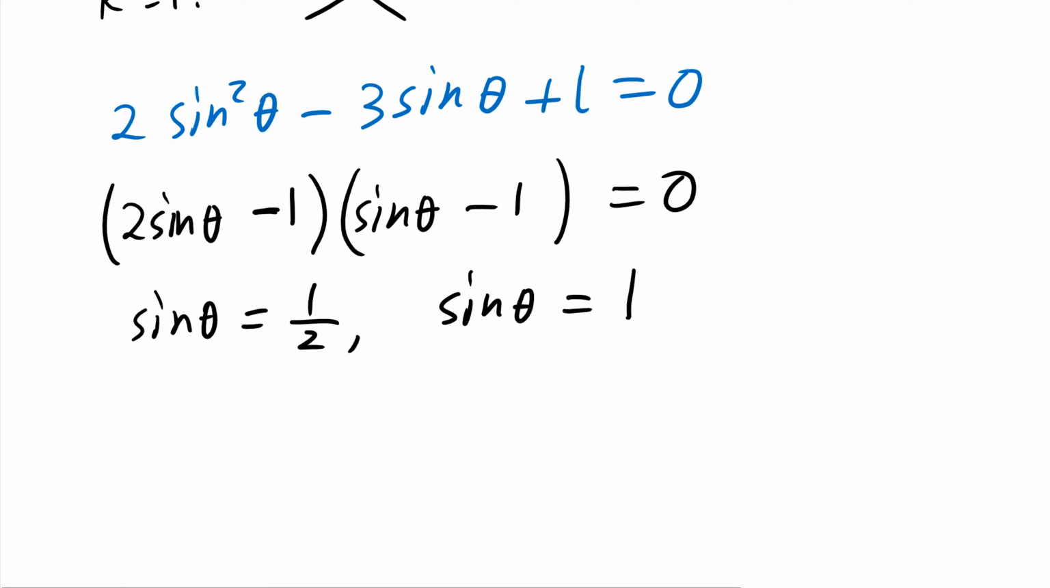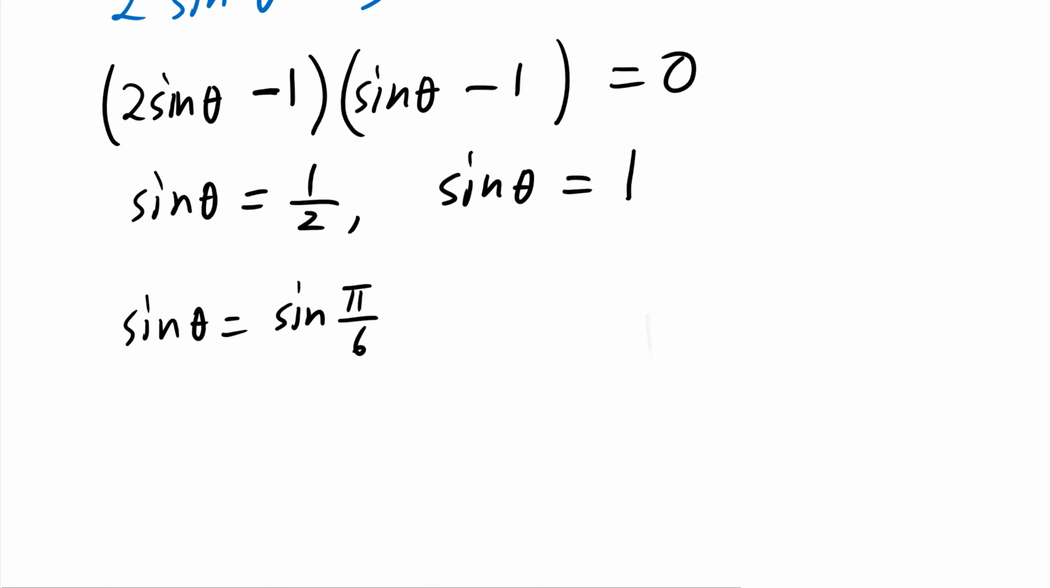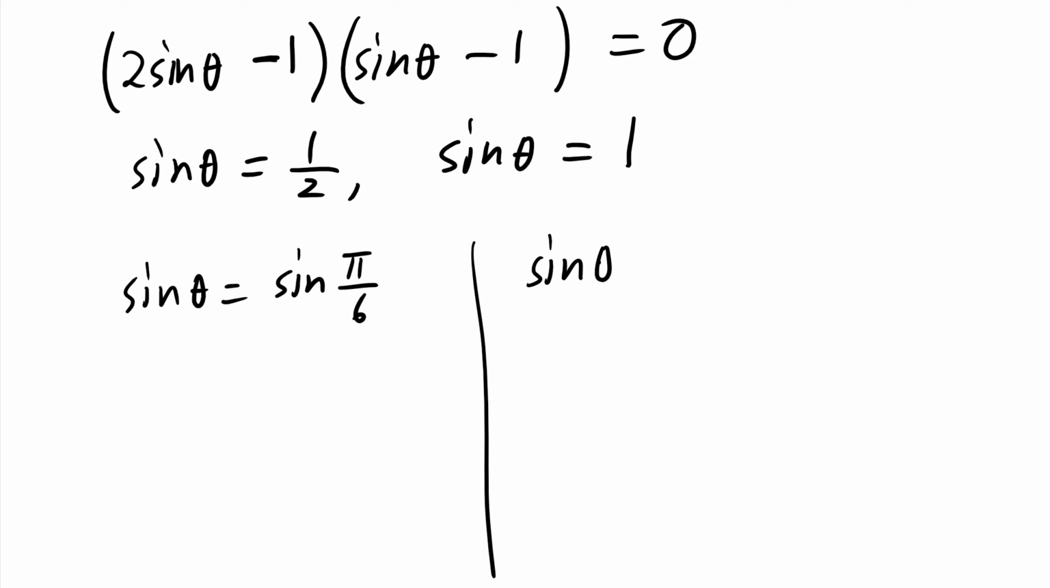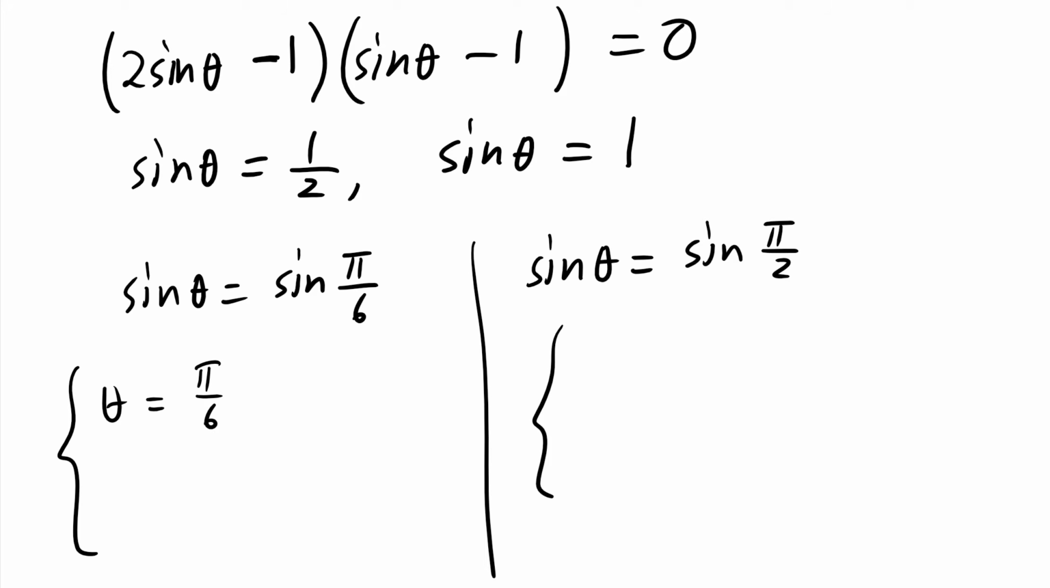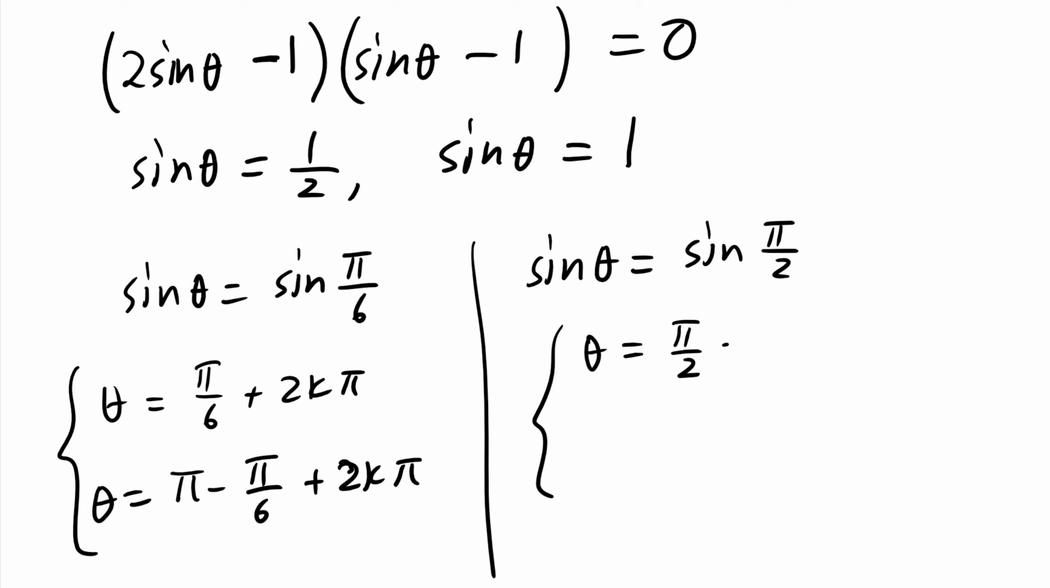And then here, for the first one, that's sine 30 degrees or pi over 6. For the other one, sine theta is sine 90 or pi over 2. So theta equals beta plus 2k pi. Theta equals pi minus beta plus 2k pi. Same thing here. Theta equals beta plus 2k pi or pi minus beta plus 2k pi. All these k's are integers.